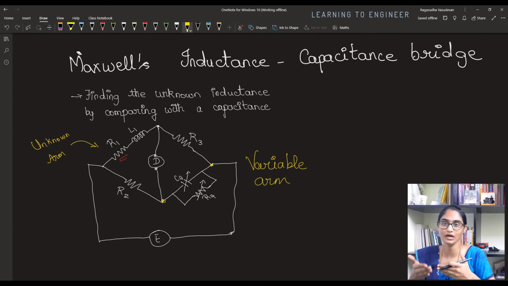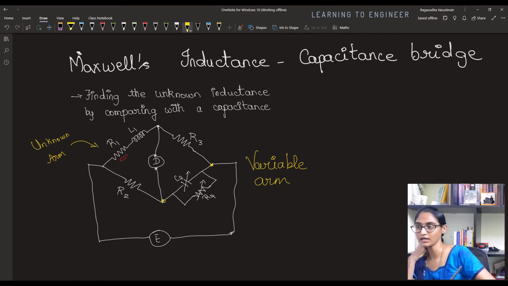Only when the bridge is balanced can you apply the formula in order to find out the inductance and the resistance. Otherwise, the bridge will not be balanced, and even though you derive a formula and apply it, it will not hold good, because you are doing the derivation under one condition, that the bridge is balanced. So you should first balance the bridge and then find the value of the unknown impedance.